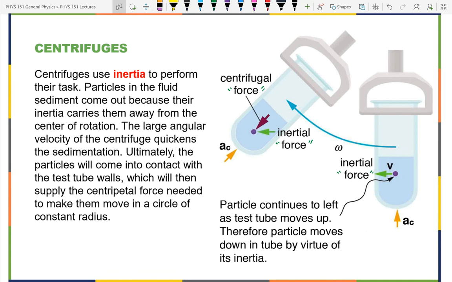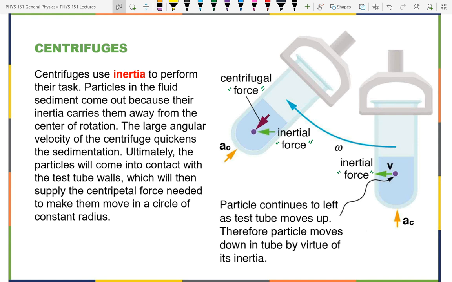A centrifuge, you probably know, you go to chemistry lab and you need to separate things. You spin it up and things separate. More dense things go to the outside, less dense things go to the inside. How does it work? Well, we use bad words like centrifugal. Centrifugal means away from the center. What really makes a centrifuge work is inertia.